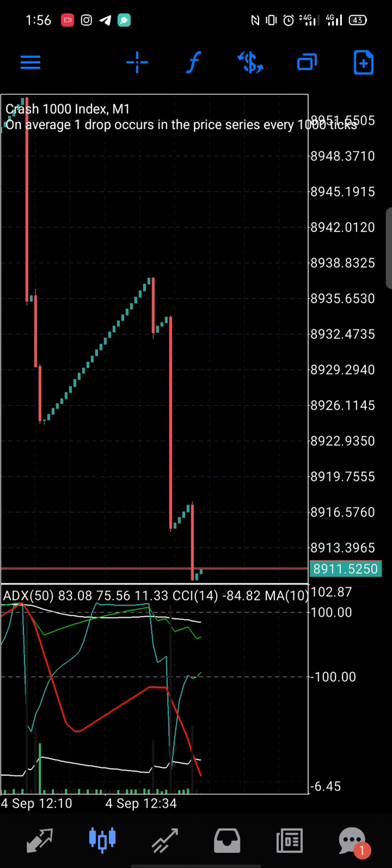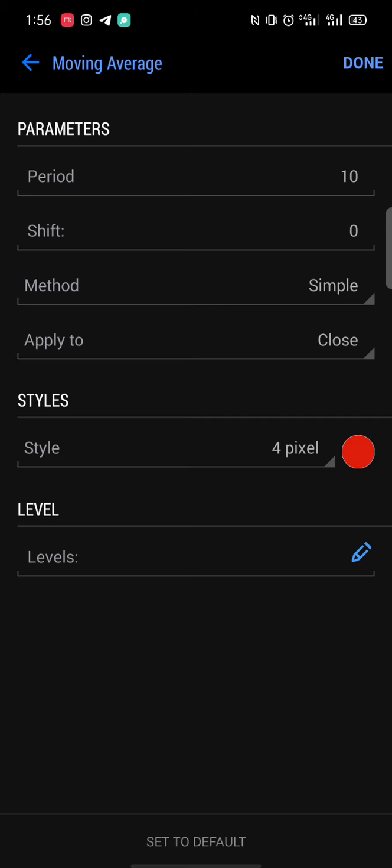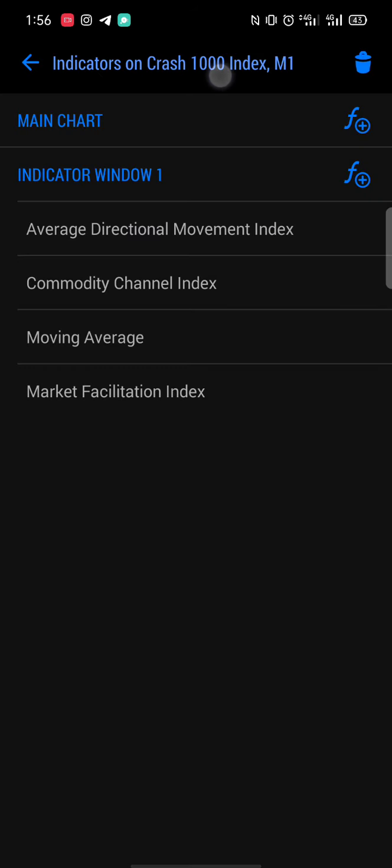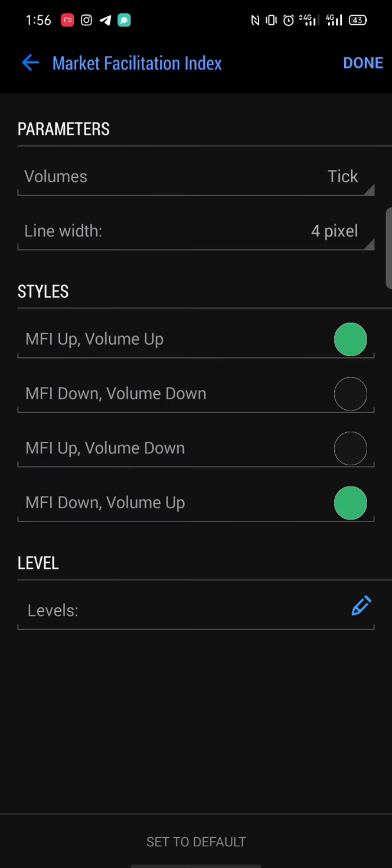Okay, so the next indicator, guys, is the moving average, which is period 10, shift 0, method simple, apply to close, style 4 pixel, use color red, then click done. The last indicator is the market facilitation index. The volume is thick, the line width 4 pixel, the MFI up for volume up green, MFI down for volume down black, MFI up for volume down black, and the MFI down for volume up green, as you see on my screen.